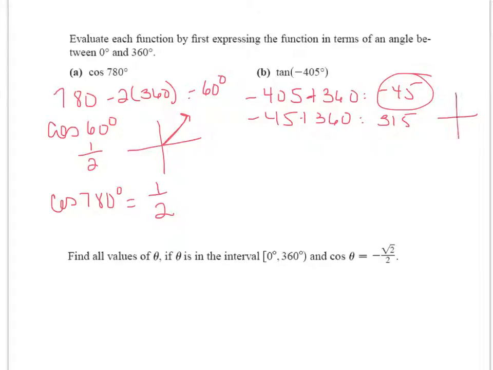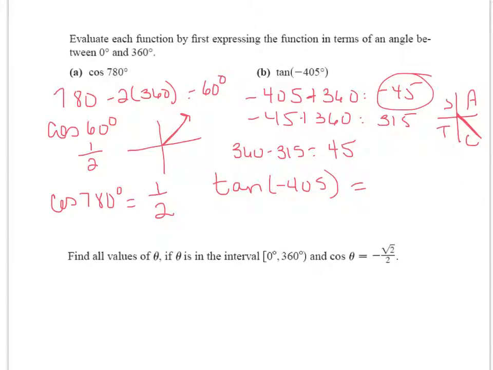So remember, 315 is in quadrant 4. So you're going to say 360 minus 315 equals a positive 45, and that's what we wanted to get. So tangent of negative 405 is the same as saying tangent of 45, so A smart trig class. So tangent's going to be negative here, and in the 45 degree triangle it is 1/1. So the final answer is just -1.